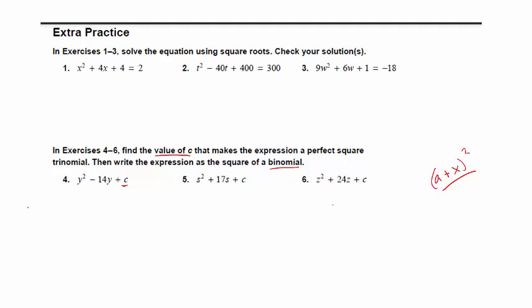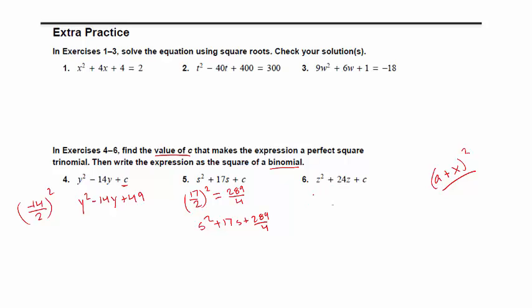Alright, so we're simply going to take half of b, and then we're going to square that. So I'm going to get y squared minus 14y plus 49. And I'm going to go ahead and do the same thing. So we're going to take half of 17, and then we're going to square that. And since I know I'm going to get a decimal answer, I'm just going to leave this in fraction form. So 17 squared is 289, and 2 squared is 4. So I can rewrite this as s squared plus 17s plus 289 over 4.